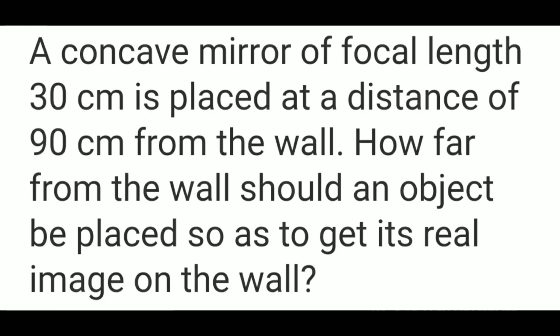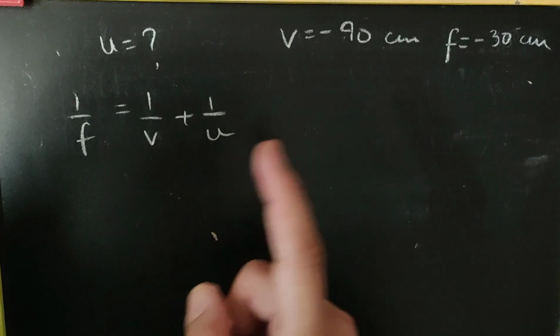Next numerical, a concave mirror of focal length 30 cm is placed at a distance of 90 cm from the wall. How far from the wall should an object be placed so that we get a real image on the wall? So this time v is given, that is the wall where the image is being formed. So these are the values given.